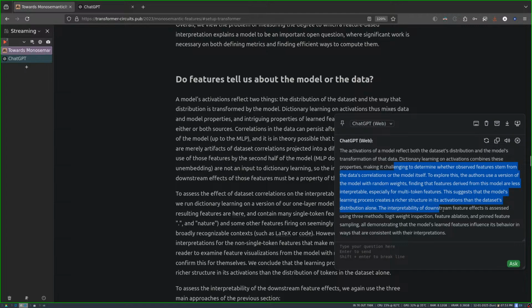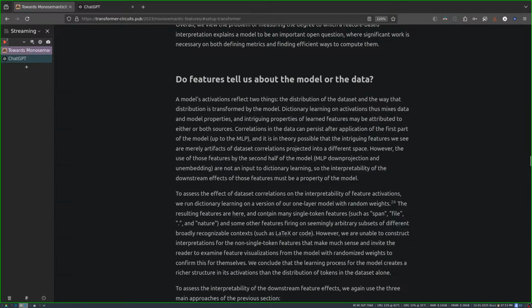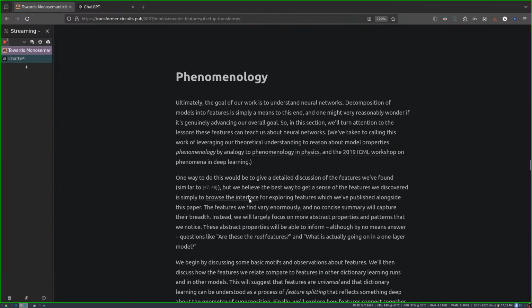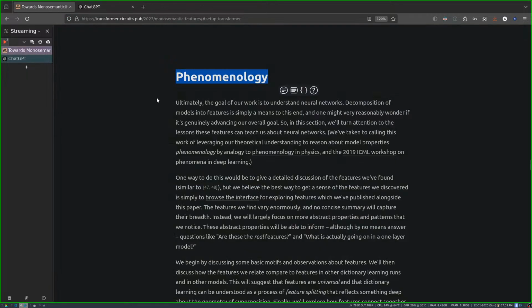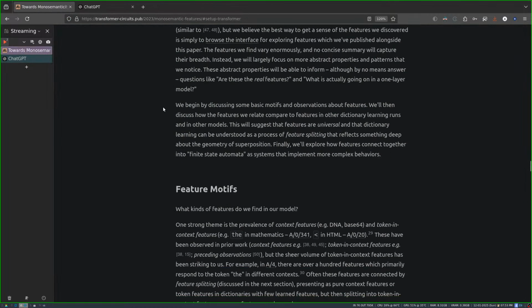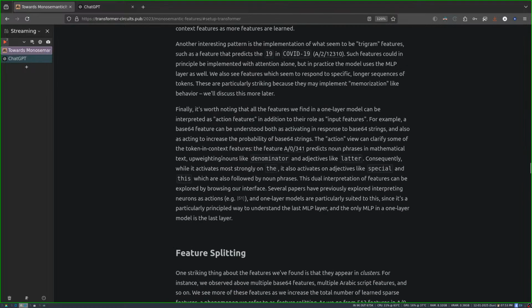The interpretability of downstream feature effects is assessed using three methods. What does this mean? I think I looked up this too. Oh yeah, feature model. What kind of feature do you find? Okay, cool.